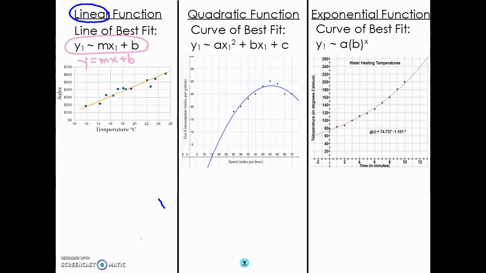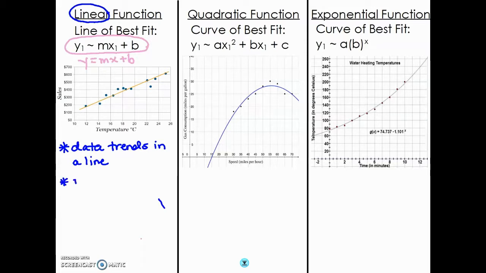So let's write down our differences here. Linear is definitely going to be data trending in a line. So the data we were given is trending in a line. The data we were given here was temperatures in degrees Celsius. As that increased, so did sales. So we have a constant rate of increase.